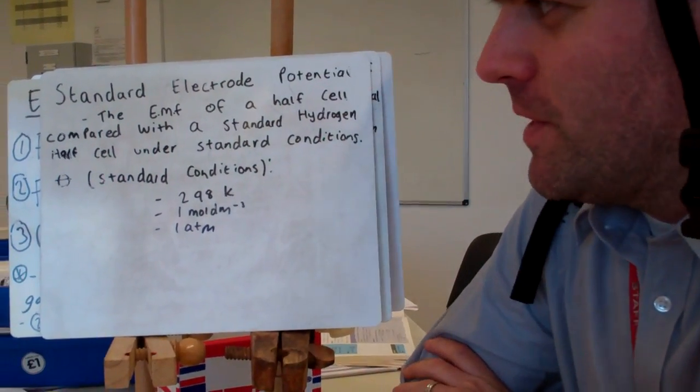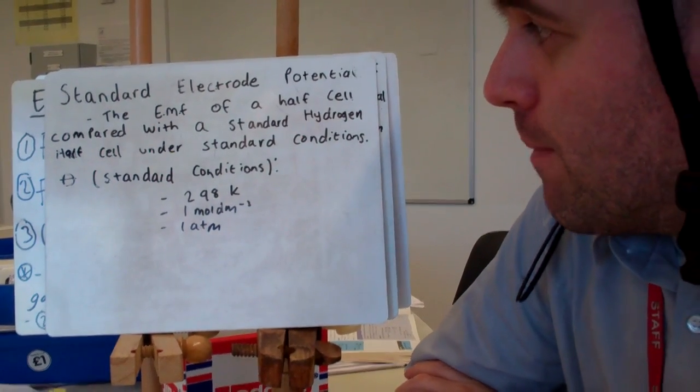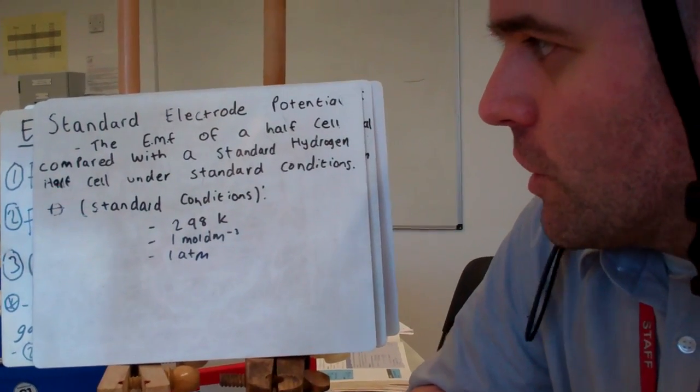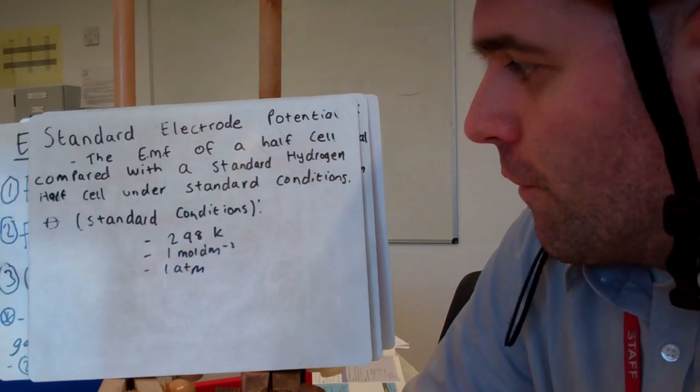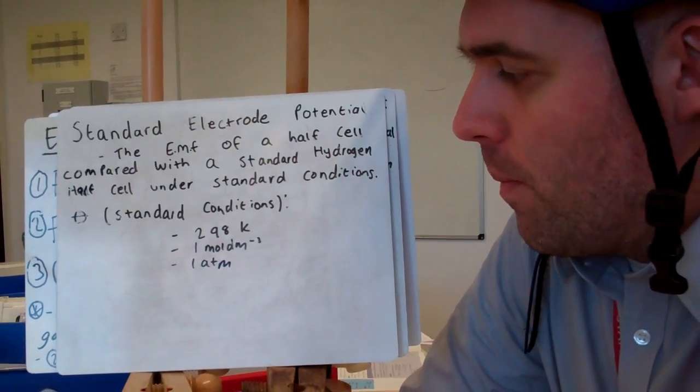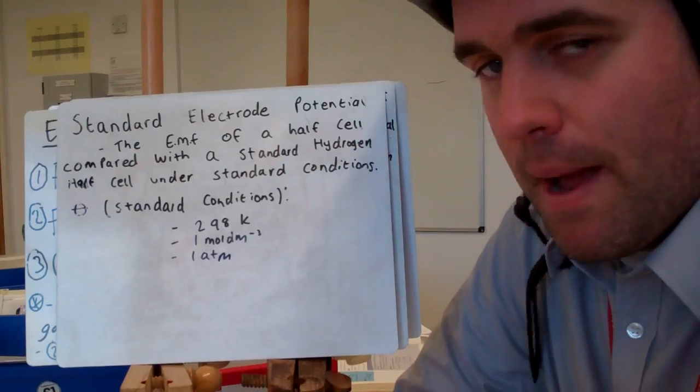Okay, standard electrode potentials. Definition, you need to know it. The EMF of a half cell compared with a standard hydrogen half cell under standard conditions of 298 Kelvin, 1 mole per meter cube for all concentrations, and 1 atmosphere pressure.